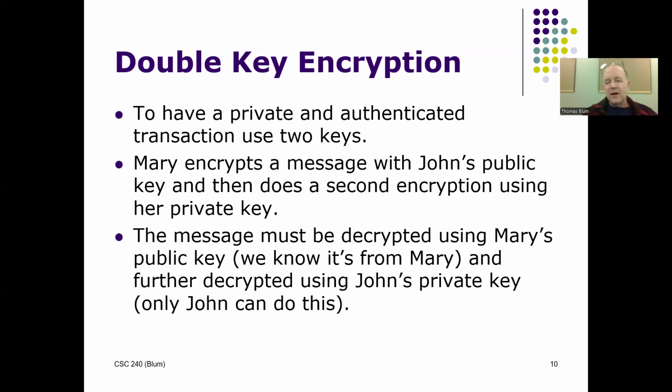And then the last thing that was done in the message was Mary's private key. So if one uses Mary's public key, then we know that the message was from Mary. So we have some authentication of Mary. And then we do a second decrypting, and this time we're decrypting it with John's private key, and only John can do this. So we know we have the privacy, that only John can see the message, and the authentication. We know that it's from Mary.